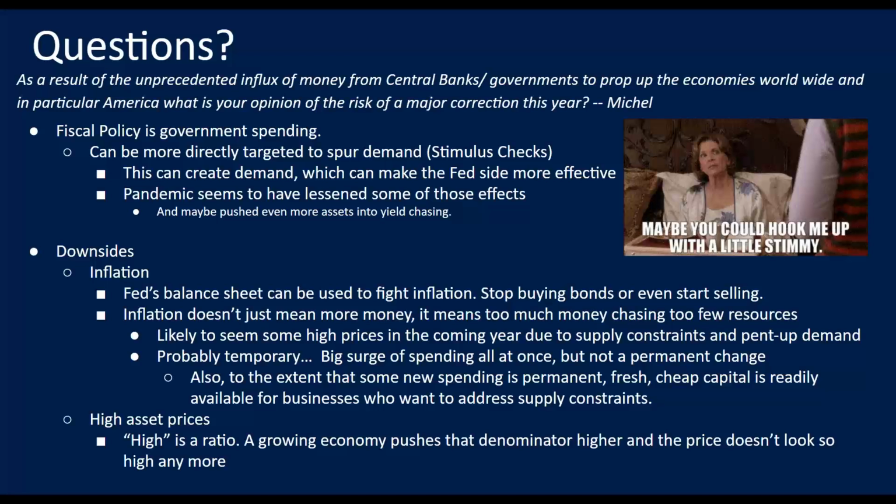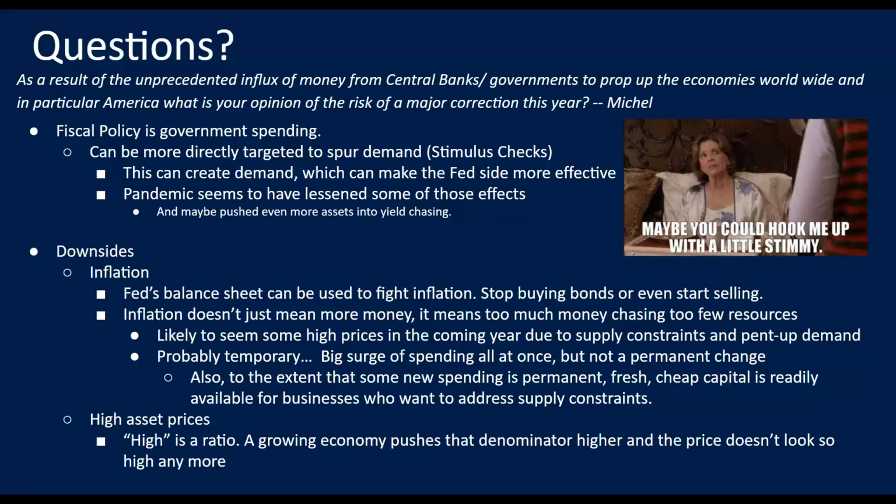That's not really the same as inflation, though. You need to see some sort of sustained economy-wide thing for it to really be inflation. And yeah, to the extent that some of this new spending in new places is permanent, there's plenty of fresh, cheap capital that's readily available for businesses who want to address the supply constraints.